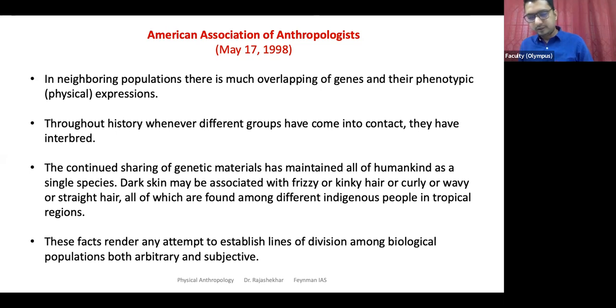So this was a 15-marker question that came in 2013. And what else? 2010, this was an old question. Is race a valid concept? We just discussed this today. Is race a valid concept? Critically assess the relevance of racial classification in the Indian context.